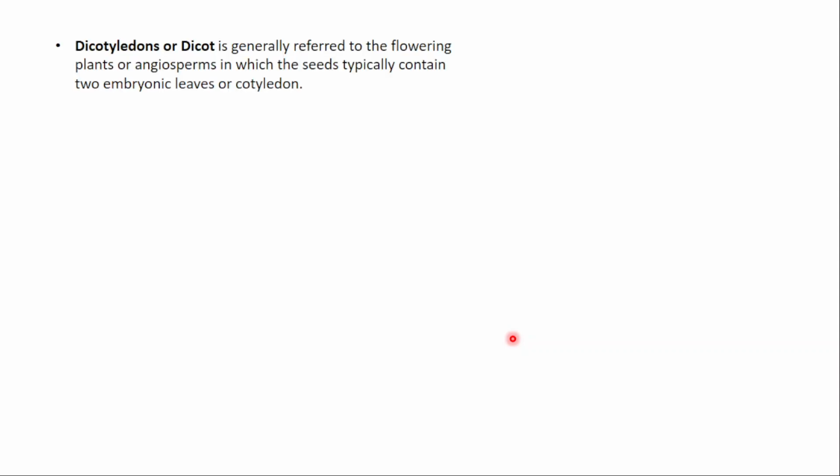So to understand why lettuce is a dicot crop, let us first understand what is the difference between a dicot crop and a monocot crop. What is a dicot crop actually? Yes, Komal, you are correct. Lettuce is the correct answer. Dicotyledons or dicot, the name where it comes from, is generally referred to the flowering plants or angiosperms in which seeds typically contain two embryonic leaves or cotyledons.